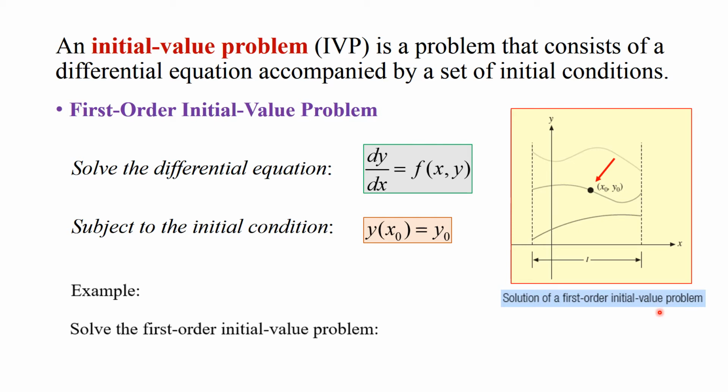Okay, an example of a first order IVP is as follows. Solve the first order initial value problem given by dy/dx = xy subject to the initial condition y(0) = 3. What does this mean? After we have solved this first order differential equation, we must ensure that the solution satisfies this initial condition where the solution curve passes through the point where x equals 0 and y is 3. So the coordinate is (0, 3). So the solution curve for this differential equation has to pass through the point with coordinate (0, 3).